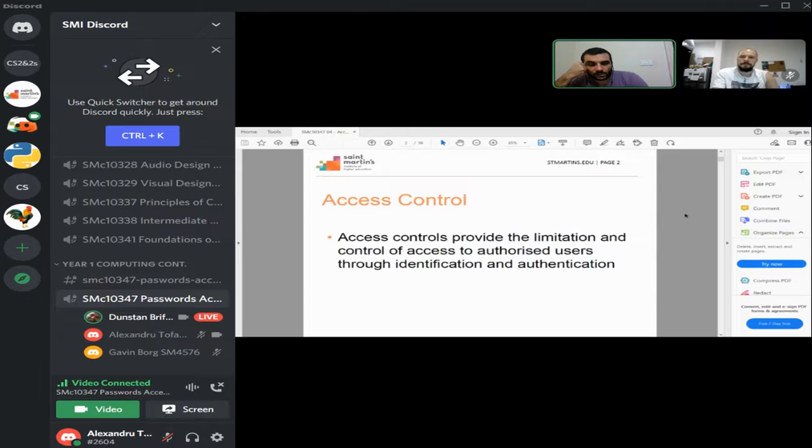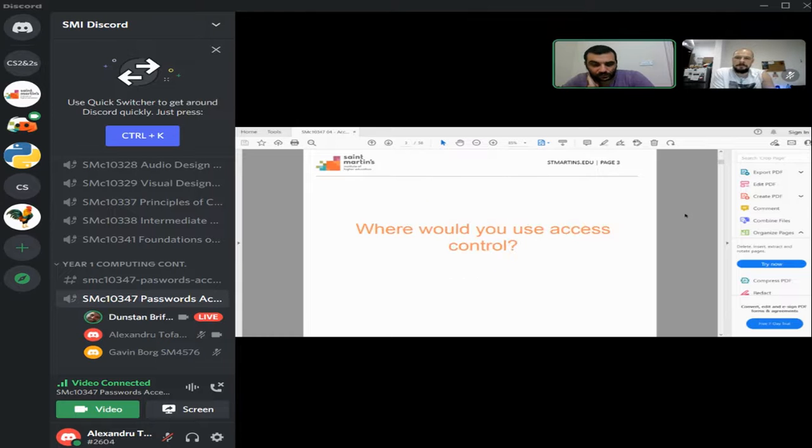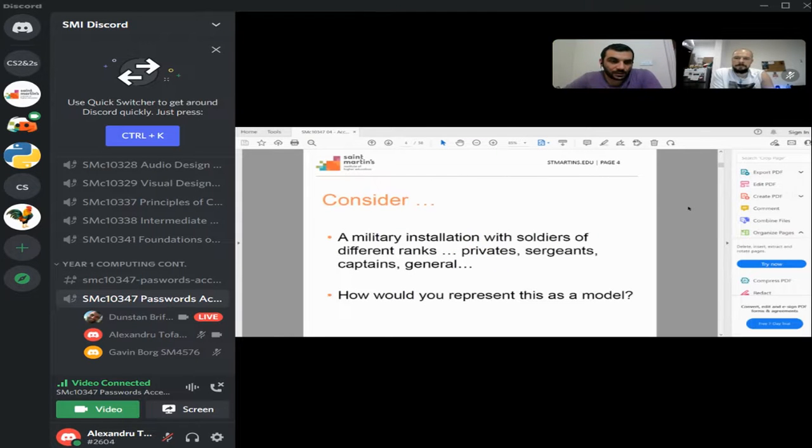Now, starting off, this would be the definition for access control, right? Providing limitations, control of access to authorized users through identification and authentication. So we need to somehow identify ourselves so that we'll be given a certain access. This we've already discussed.